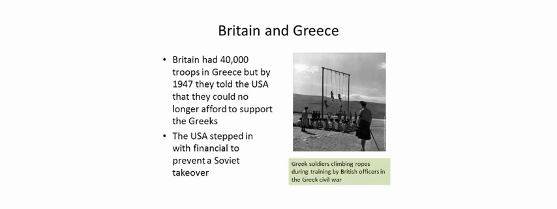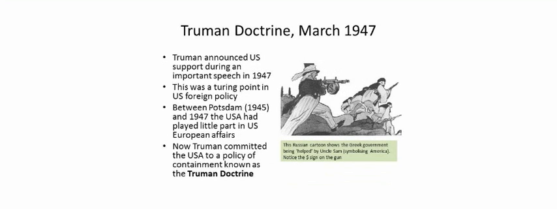The United States, realizing that Greece is an important bulwark for the capitalist West, a country that's located next to communist countries, and is afraid to lose Greece to Soviet expansion. And in 1947, the United States steps in with financial aid to prevent Soviet takeover. Excellent. So this starts what is known as the Truman Doctrine. Now, this is announced in an important speech in 1947 and is seen as a turning point. That means a key moment of change in the US foreign policy.